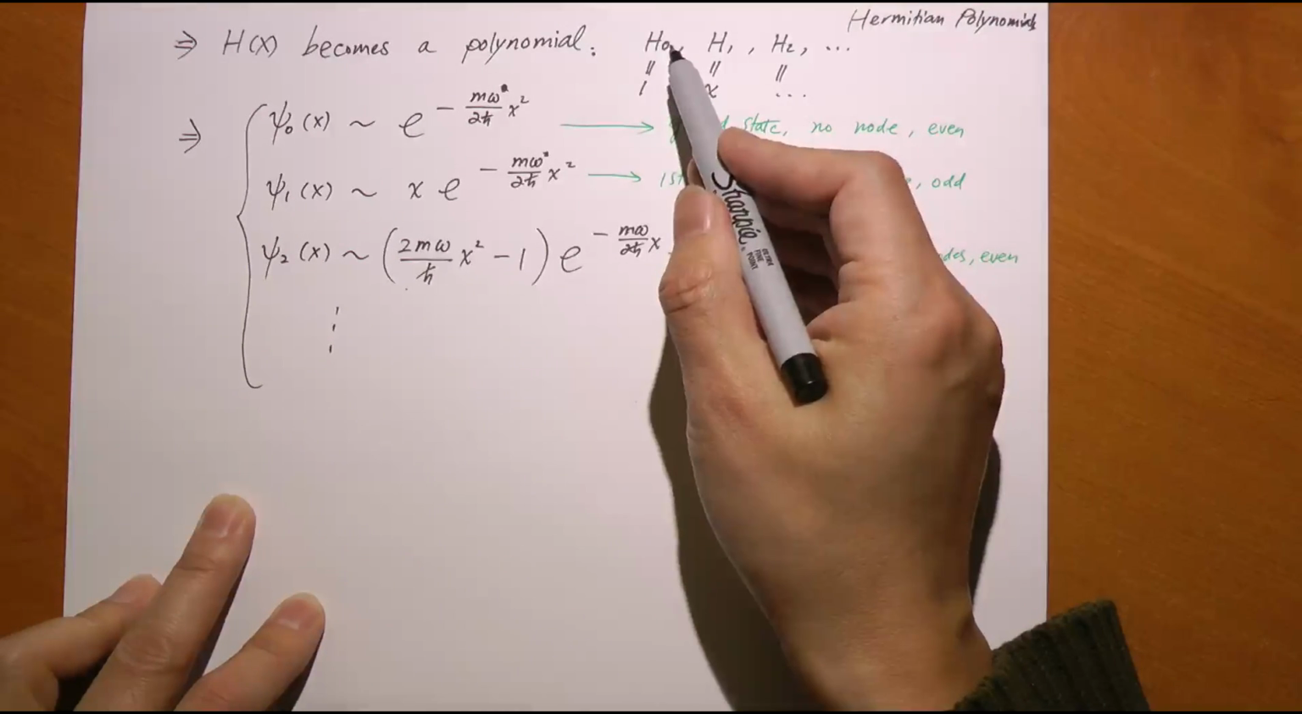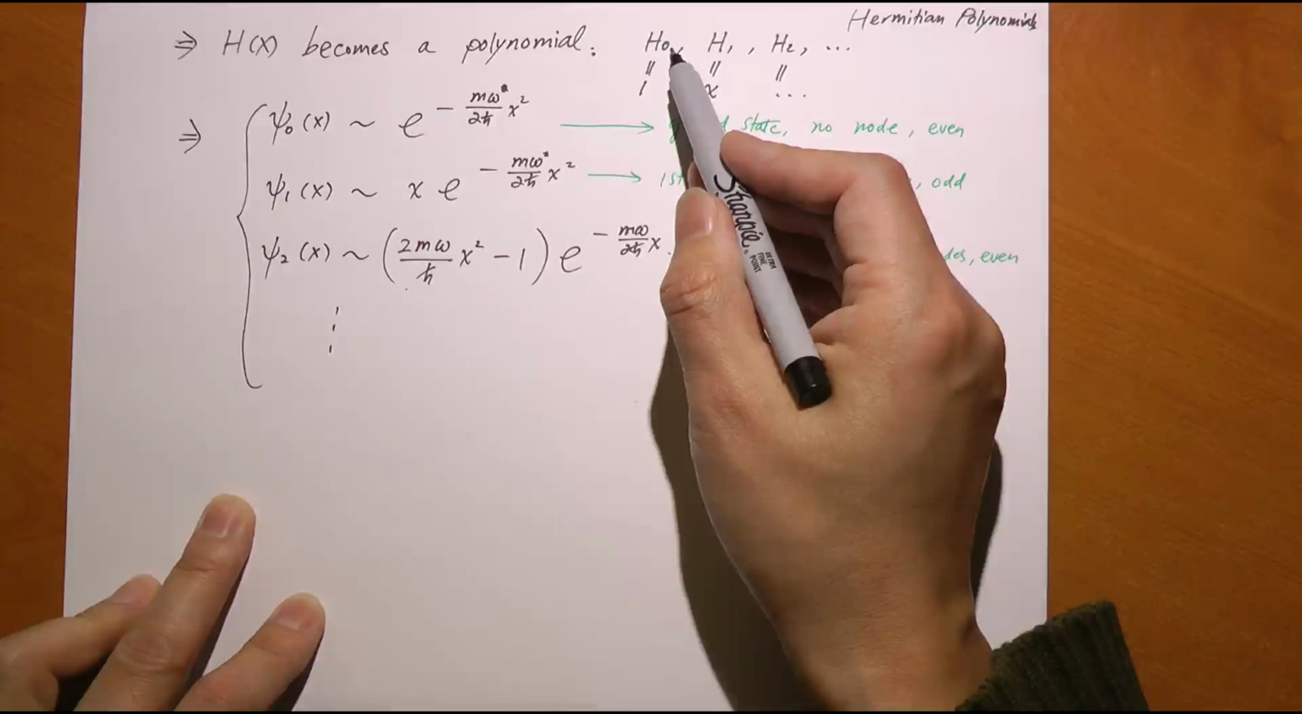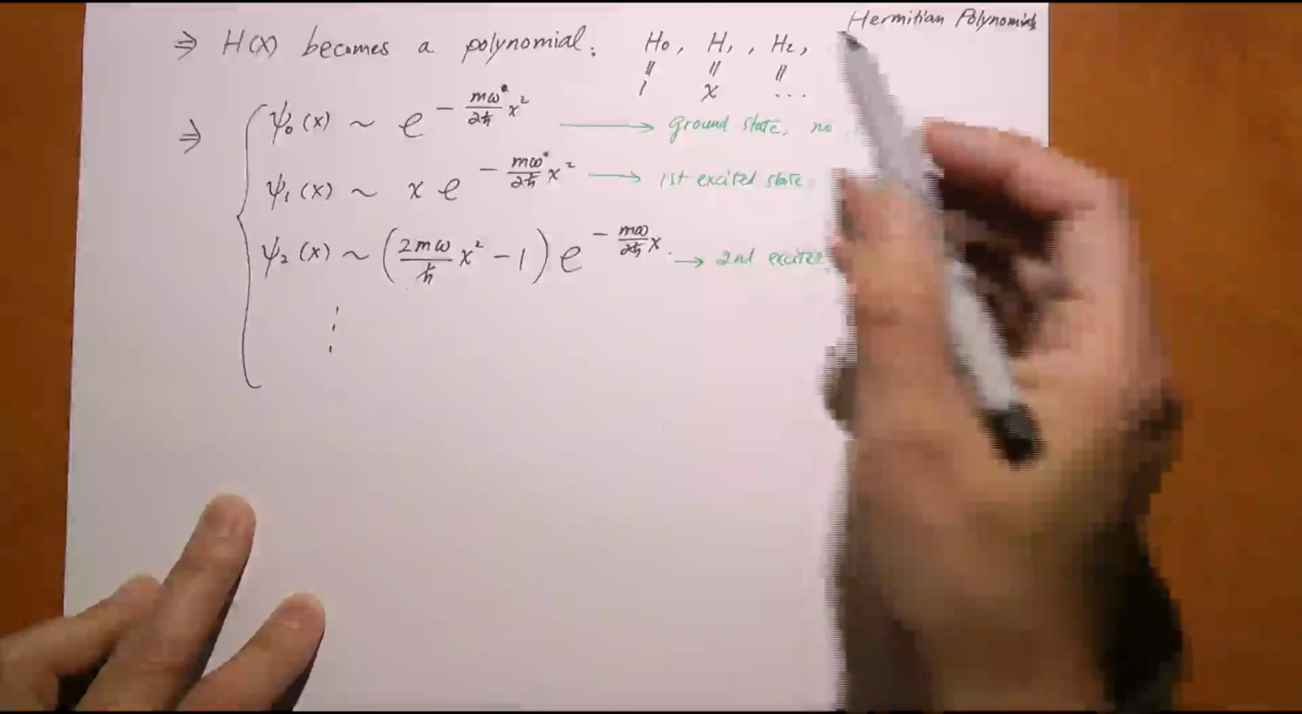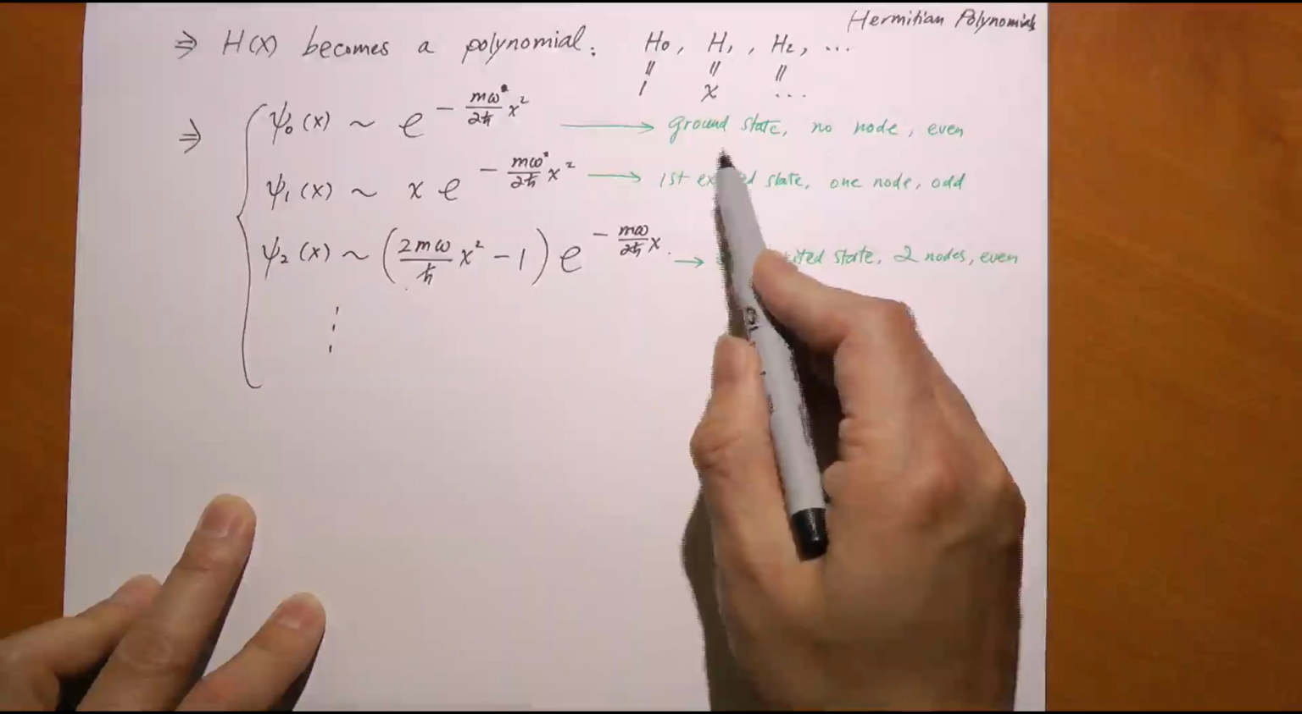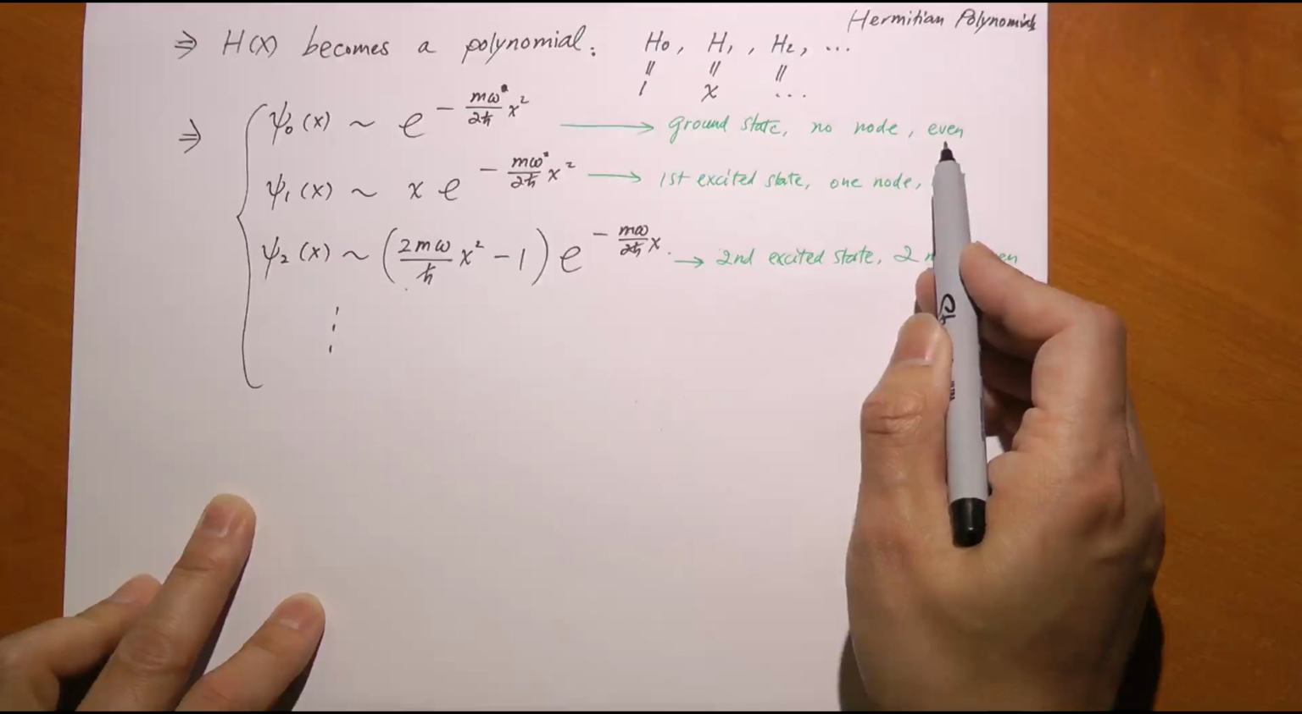That is the zeroth order Hermite polynomial, n equals 0, and the energy is (n plus 1/2) h bar omega. With n equals 0, you just get 1/2 h bar omega. That's the ground state energy. There's no node, it's an even function.